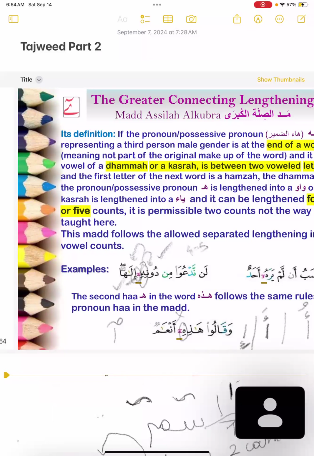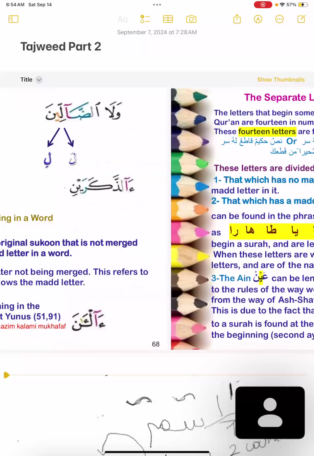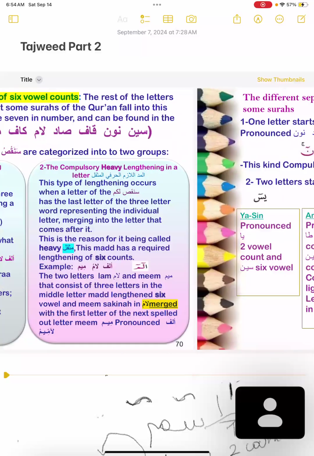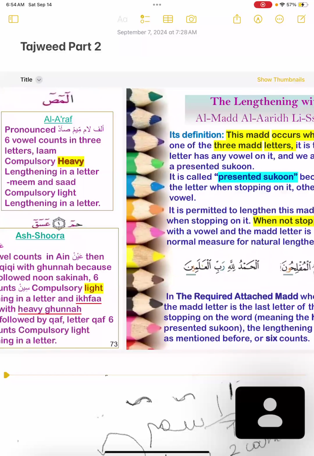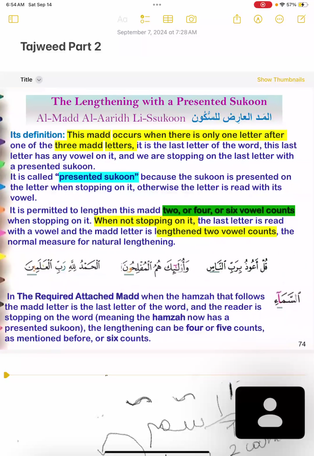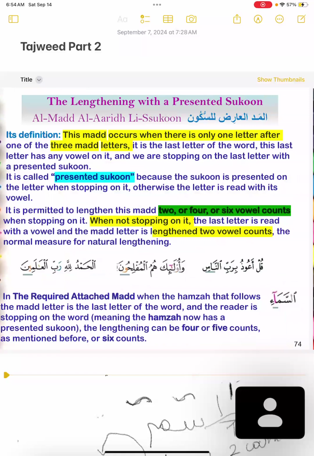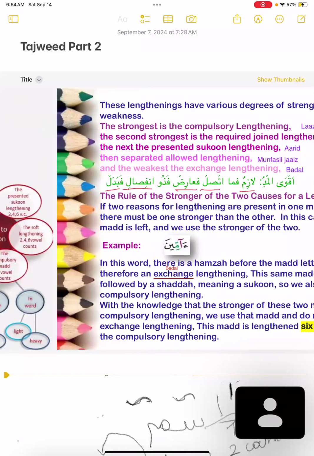بسم الله الرحمن الرحيم. Okay, today's topic is going to be about prioritizing the mads. Which mad is given more priority when the mads are coming in a sentence together in one sentence. We're going to see which mad will be given more priority compared to the other mads.